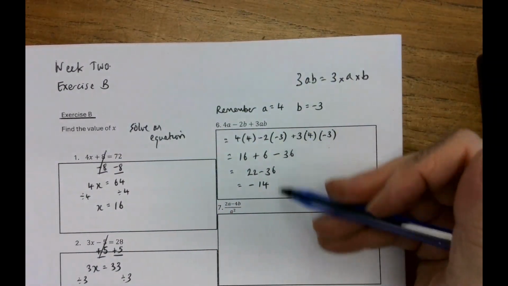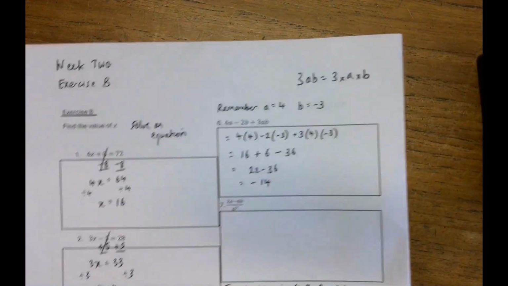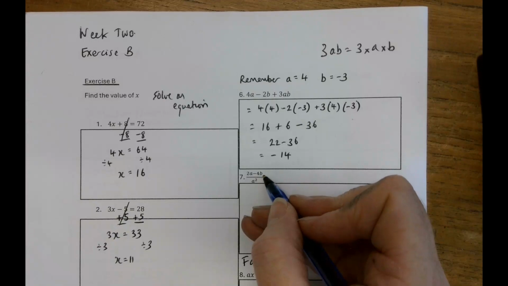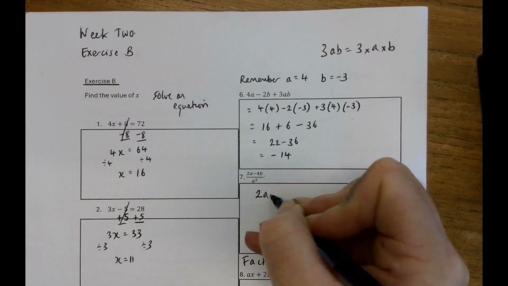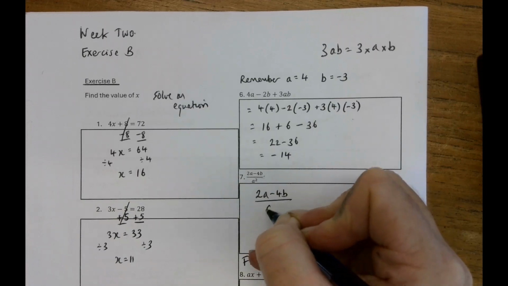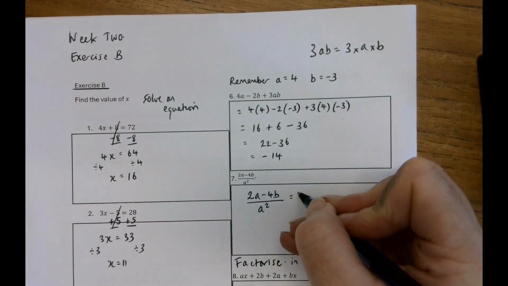See the way I'm working down the page rather than across the page. So down the page. This one looks nasty. 2a minus 4b divided by a squared. But don't forget, we're just substituting in. So there's no reason for it to be too difficult.